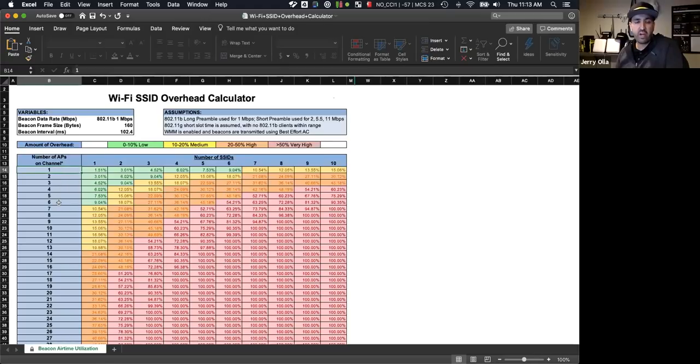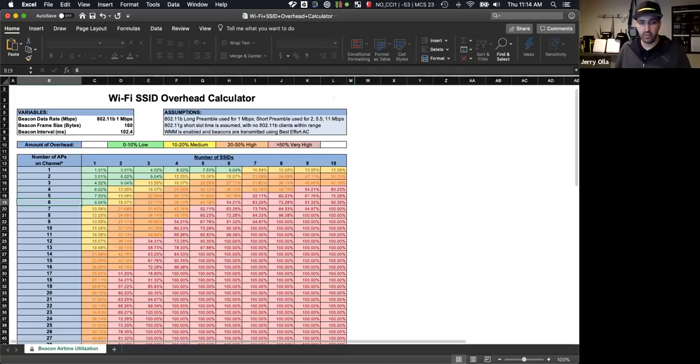In many environments, if you've done surveys, it's very common to see 6 APs or more on a given channel. And even with only 3 SSIDs on each of those radios, we're already chewing up 30% of our airtime, and that's before our clients have even connected to the network. So now we're talking, utilization is going to be pretty high.